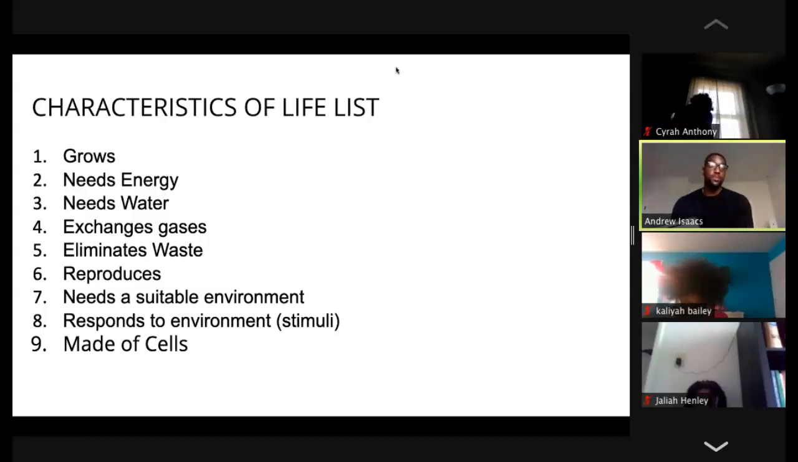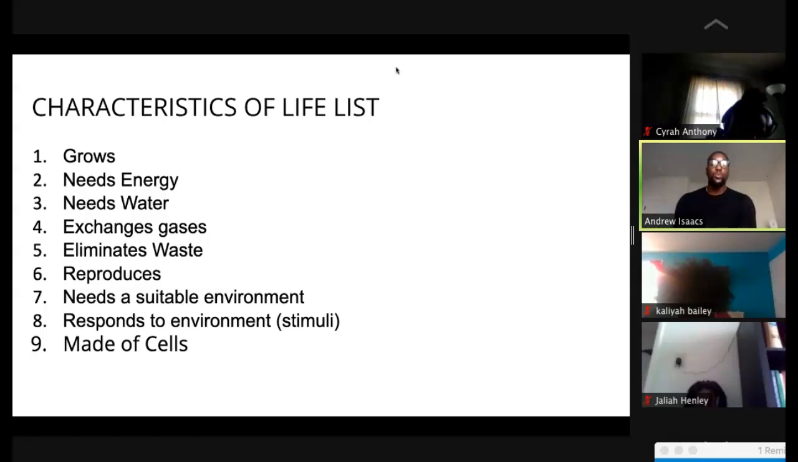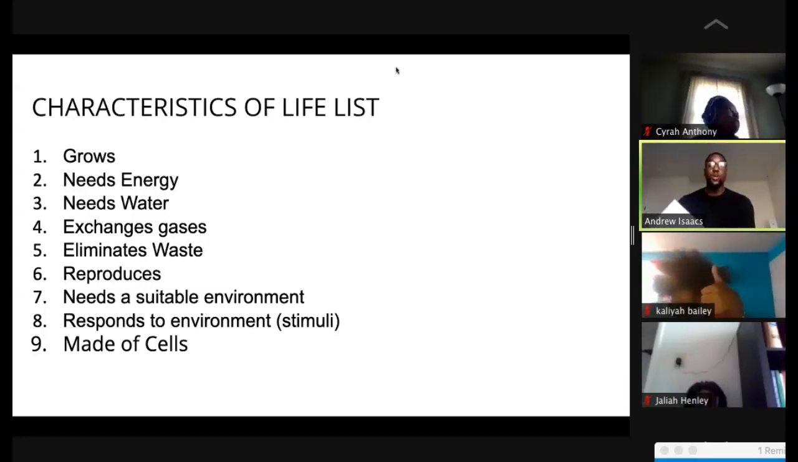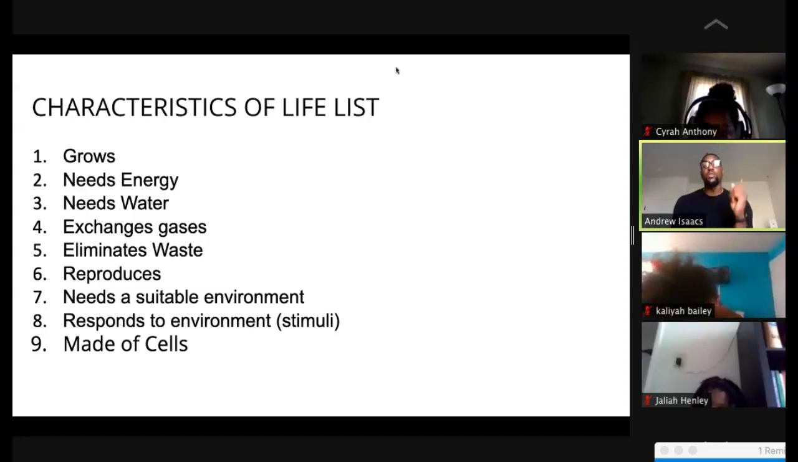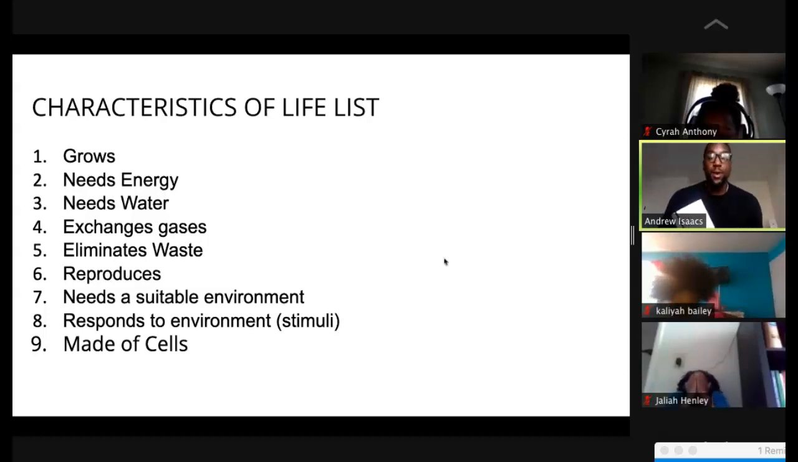All right. And does it need a suitable living environment? We also learned that yes, it does, because it needs to be in a place where it's exposed, so that way it can continue to grow and keep multiplying. And because it needs a suitable living environment to multiply, we learned that it can respond to the environment, to stimuli. And the last one is yes, it is made of cells because we looked at the microscope and we saw the small cells that make up our bacteria. Okay?